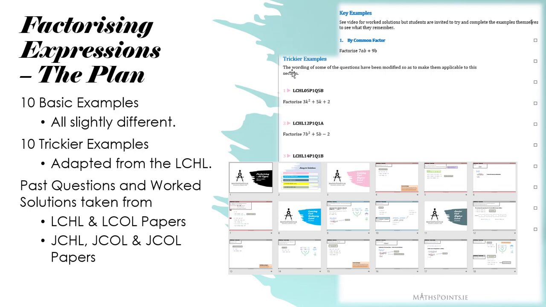We're going to base the work around 10 key examples as in the other videos, each one slightly different than the previous. There are 4 main types of factorizing that we will run through, and then the 10 key examples will have a couple of examples of each of those, and there'll also be a couple of examples of each of those in the 10 trickier examples, where we've also adapted some Leaving Cert higher level questions to show how we might use factorizing in a Leaving Cert paper or on a Leaving Cert question.